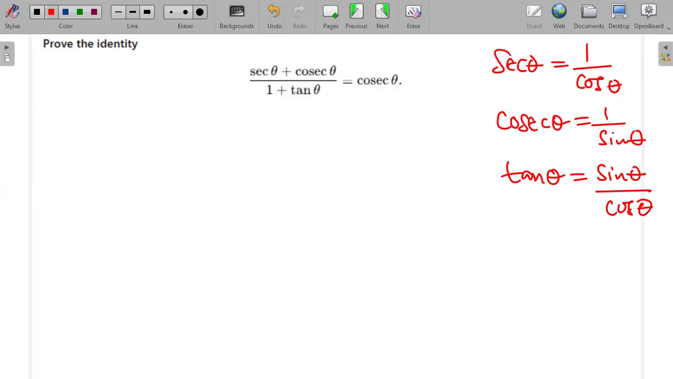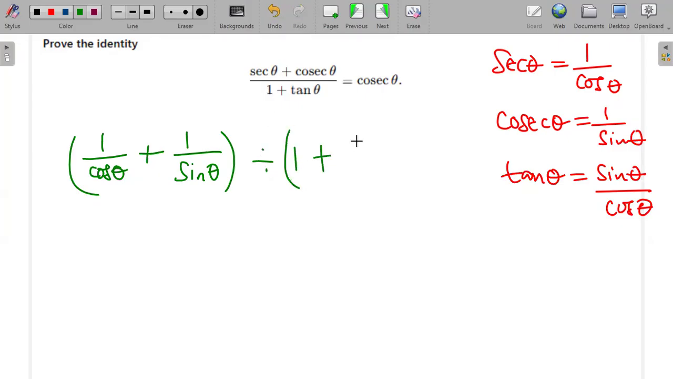So I'm going to replace each of these with these guys. I'll write it in this form now: 1 over cos theta plus 1 over sine theta, for these two. And then, instead of writing divided by like that, I'll just write divided by, and then I have 1 plus sine theta over cos theta like this. And then this should be equal to the right-hand side, which is just this guy. So let's try to see if we can simplify this into looking something like this. So what are we going to do? We're going to say, okay, here, what is the common denominator?